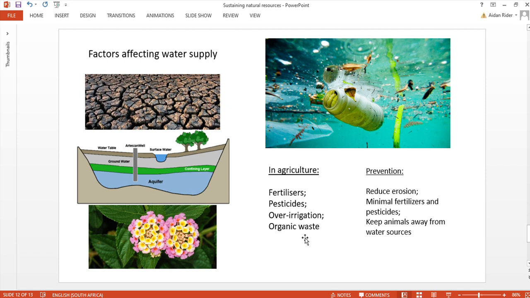Then your organic waste, like manure, if you use too much, and not all of it can be degraded by organisms, it can be washed into the oceans and into our river system. You can also pollute that.